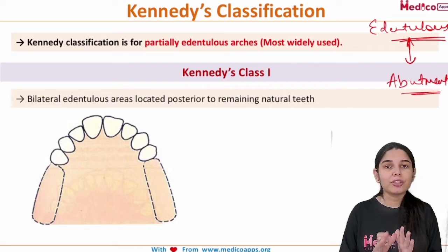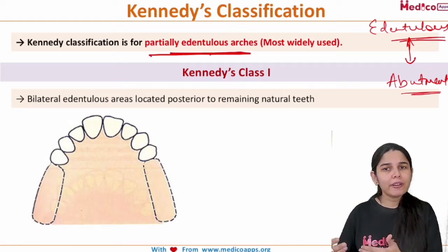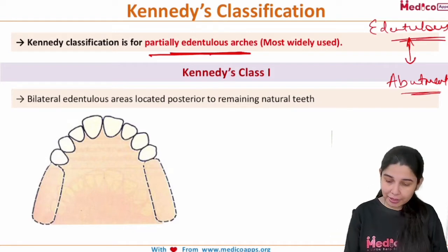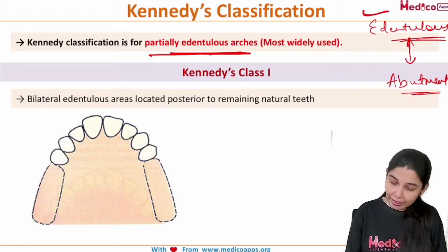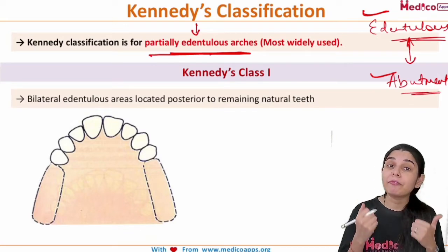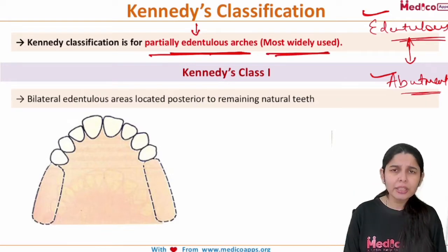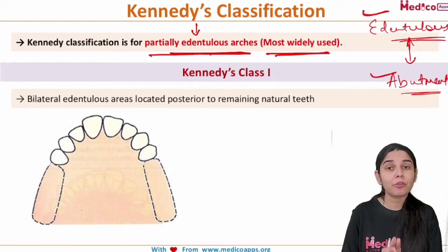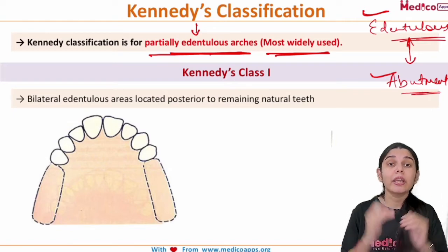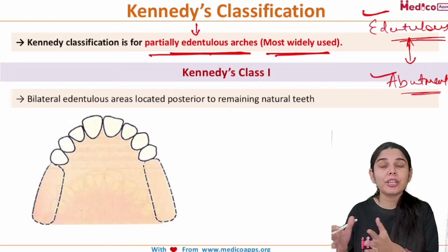Now, this classification is for the partially edentulous arches. If I am using the words relationship between the edentulous area and the abutment, that means there is some space where there are no teeth and some space where teeth are present. So it is based on the partially edentulous arch, and please remember this point because the viva questions are framed on these small things only. Secondly, this is the most widely used classification system for the partially edentulous arches, and it is used for removable partial denture designing.